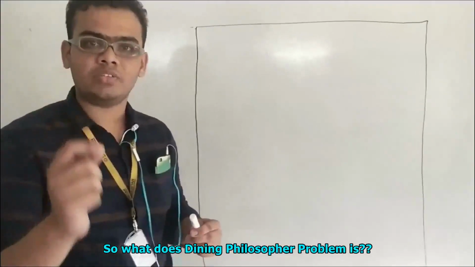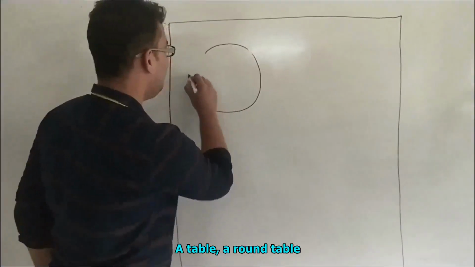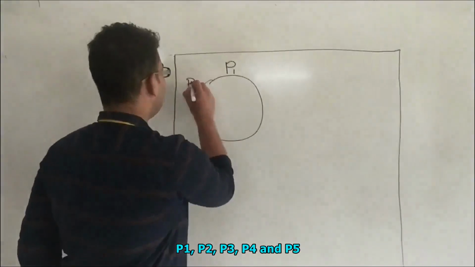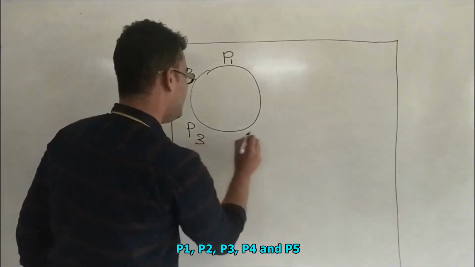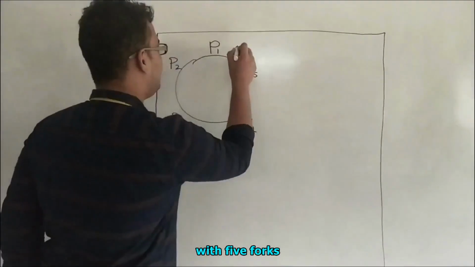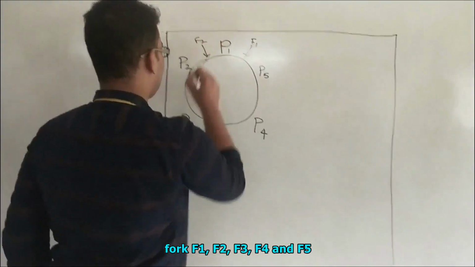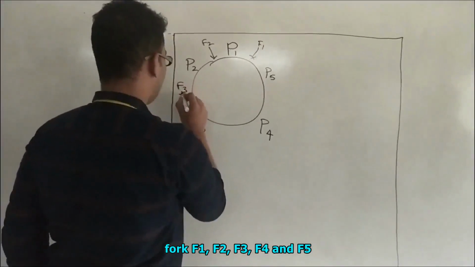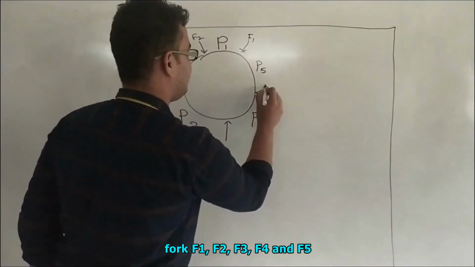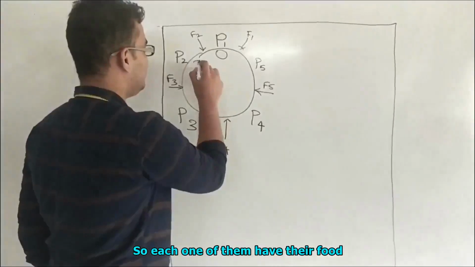So what is the dining philosopher problem? Imagine a round table with 5 philosophers, P1, P2, P3, P4 and P5, with 5 forks, F1, F2, F3, F4 and F5. Each of them has their food.